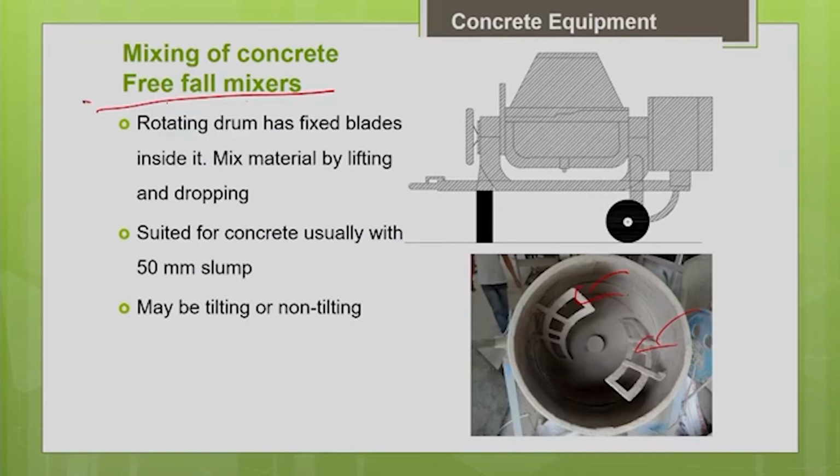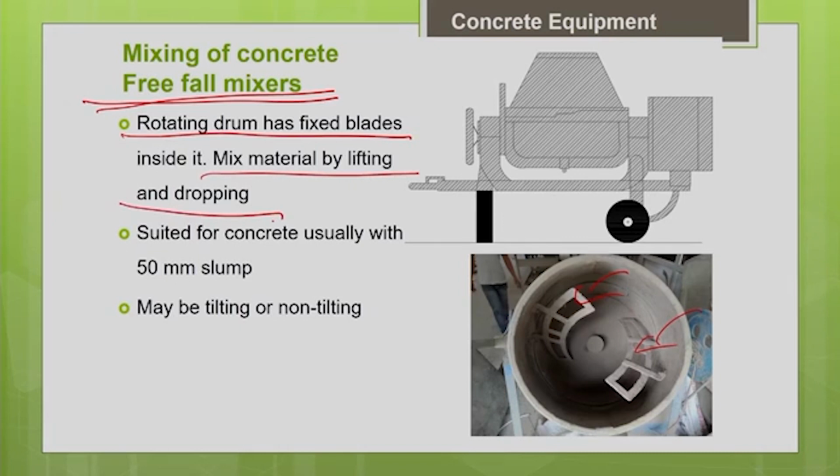That is why it is called a free fall mixer. Basically, your blades are lifting the material when the drum is rotated and allow it to fall at the end of the rotation. So it keeps lifting and dropping. The rotating drum has fixed blades inside it. It mixes the material by lifting and dropping it.